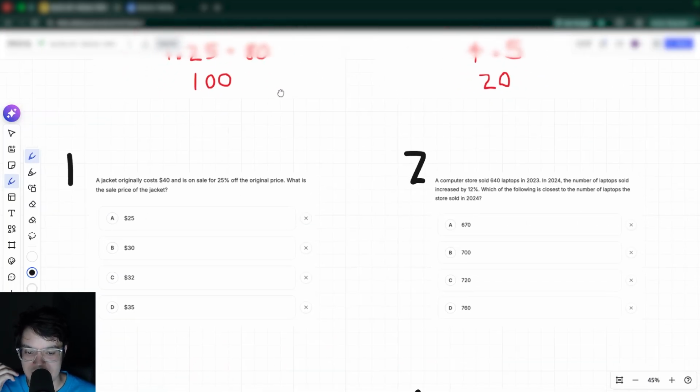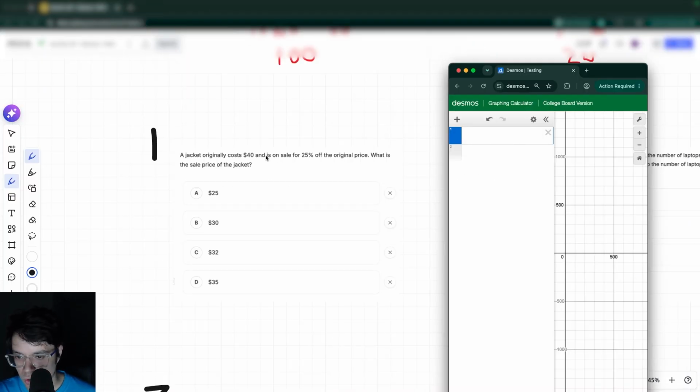So a lot of these problems are going to just consist of making equations using that. Let's start with this one. A jacket originally costs $40 and is on sale for 25% off the original price. So the discount example, what is the sale price of the jacket?